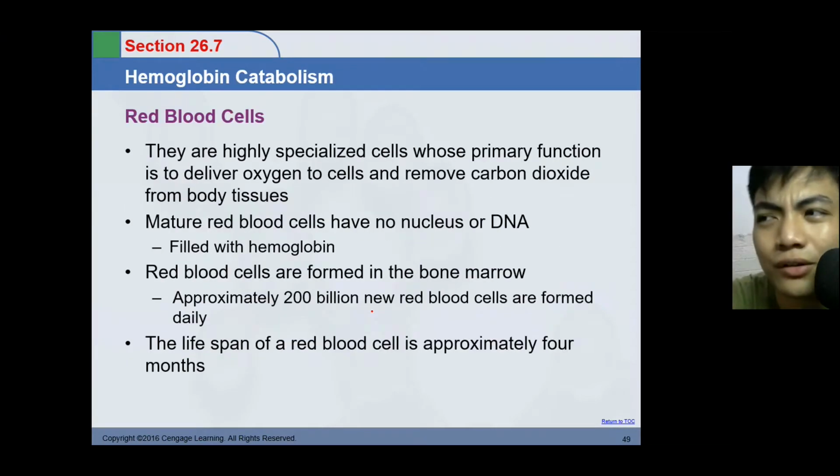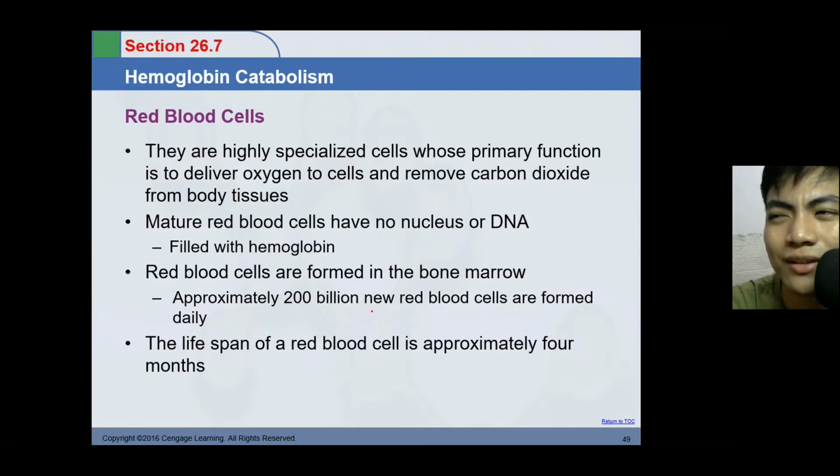Now, let's talk about hemoglobin catabolism. Okay? So, apparently, yung ating hemoglobin, di ba, it can be formed from our nitrogens sa ating amino acid. So, it actually contains 4 nitrogens na. However, yung ating hemoglobin, just like any other cells in the body, they need to be replaced every 4 months, no? So, may lifespan siya na 4 months. So, after 4 months, the hemoglobin will not be able to function well, so it needs to be destroyed.